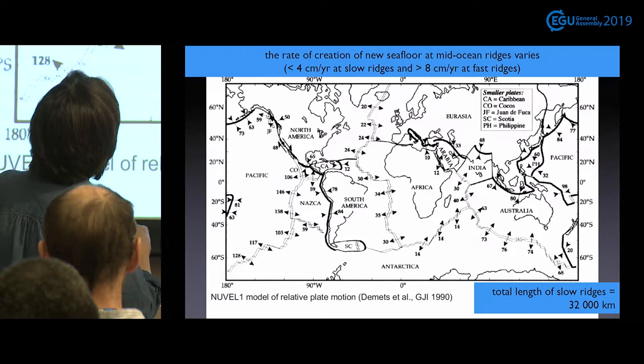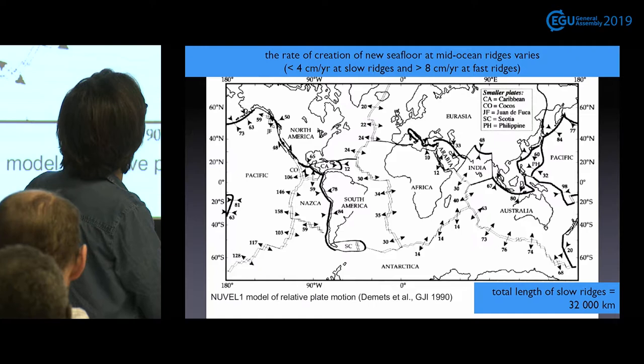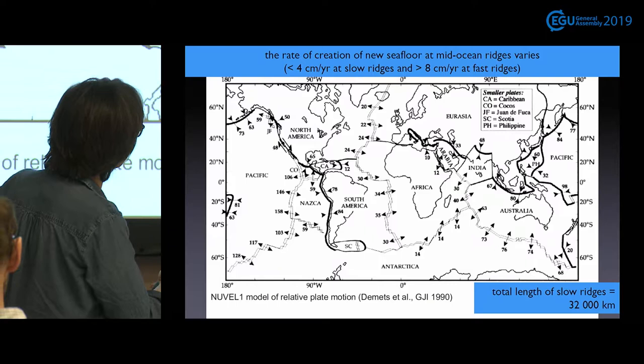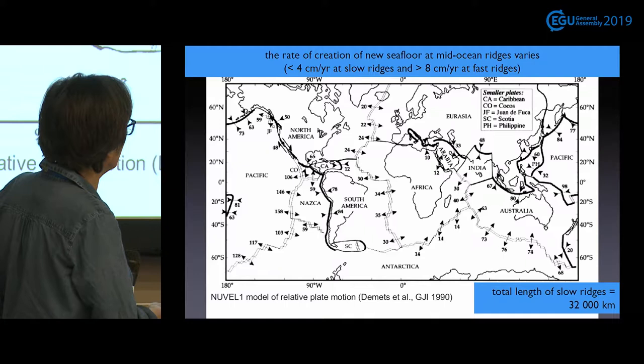When it goes less than 4 centimeters per year, so that's the Mid-Atlantic Ridge, the Southwest Indian Ridge, for example, we call it a slow ridge. And when it goes more than 8 centimeters per year, like the East Pacific Rise, we call it a fast ridge. And in between, ridges like this one, for example, it's an intermediate spreading ridge. And the total length of slow ridges is 32,000 kilometers. So about half of the ridges on Earth presently, they are slow.